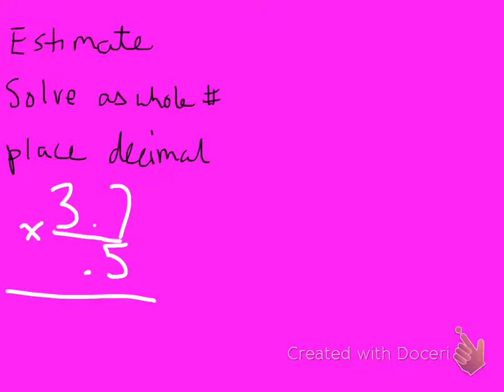Our estimate: I know that 3 7/10 is pretty close to 4. I know that 5/10 is pretty close to a whole. So my estimate's going to be 4 times 1 equals 4. Now I go ahead and solve this as if they are whole numbers. So I'm going to take 37 times 5.